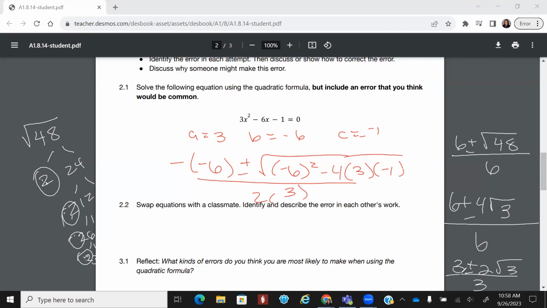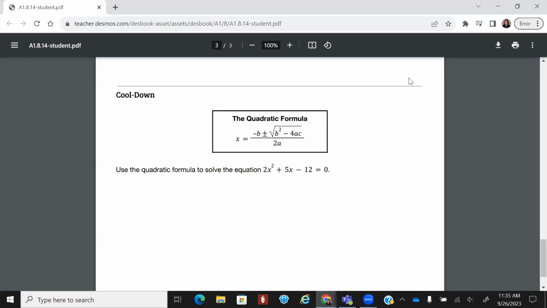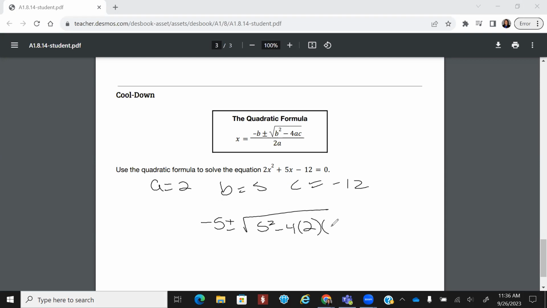Okay, here's what I need you to do. I need you to be able to get to here at least. So if you got to there, you did a pretty good job. So you should have said what A, B, and C is. A was 2, B was 5, and C was -12. Now we're going to plug in, okay? So we're going to get -5 plus or minus the square root of 5 squared minus 4 times 2 times -12. All over 2 times 2.